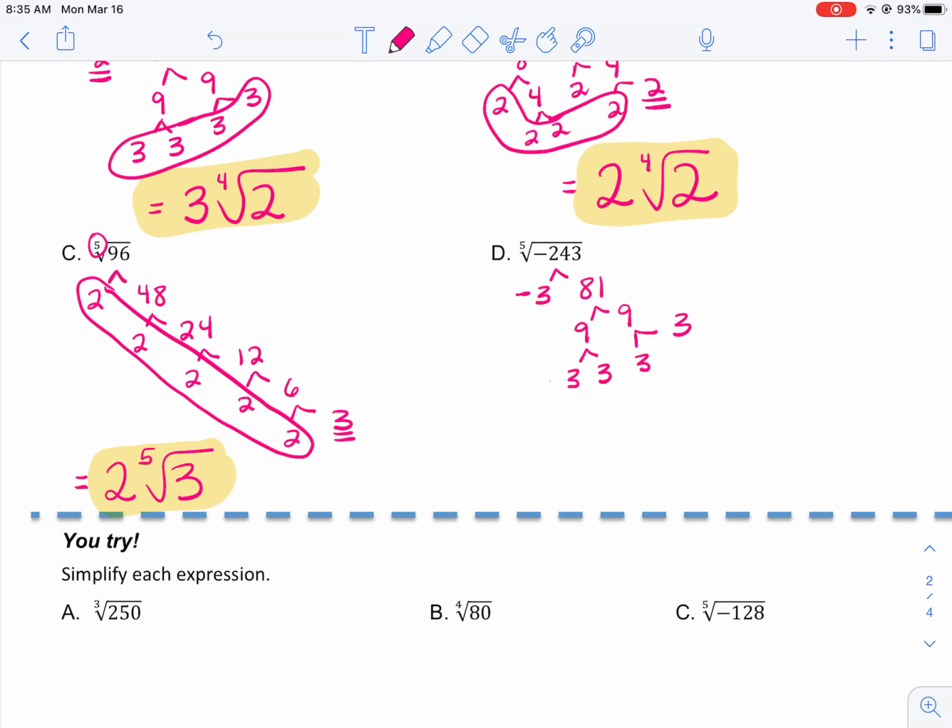I'm going to make them all negative. Okay, and when I multiply negative 3 by itself 5 times, I get negative 243. And so when we take the odd root of a negative, the number that comes out is negative. In this case, we have no numbers left over, and so the 5th root of negative 243 is negative 3.